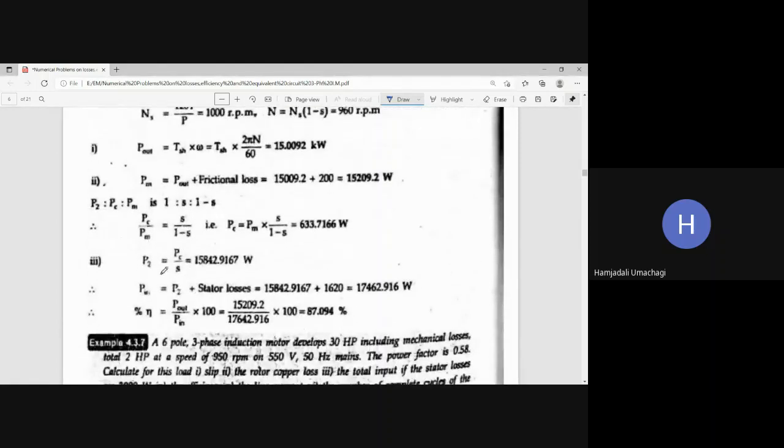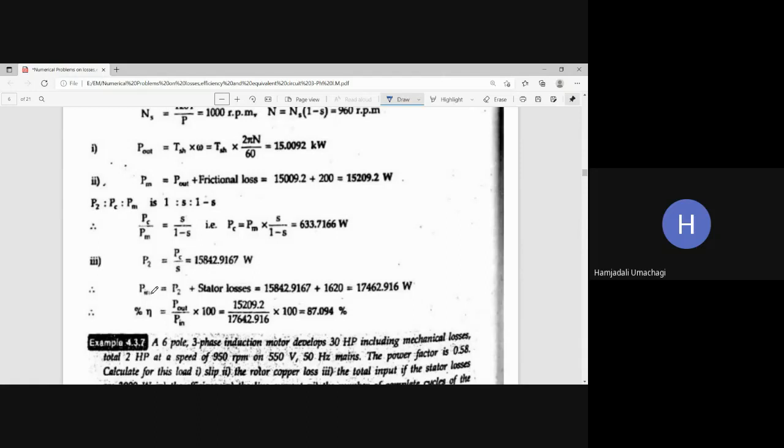After this we need to calculate the efficiency at full load. So now let us calculate the rotor input P2. P2 is equal to Pc upon s, where Pc is 633.7166 and s is 0.04. Then we'll get the rotor input P2 value as 15,842.9167 watts.